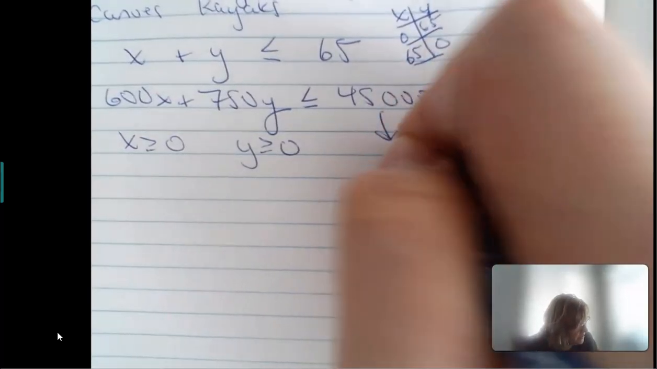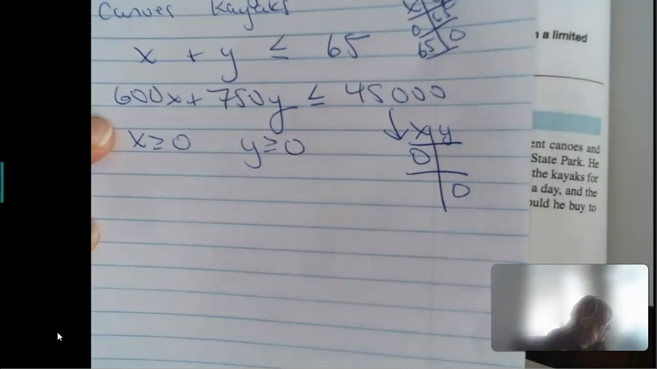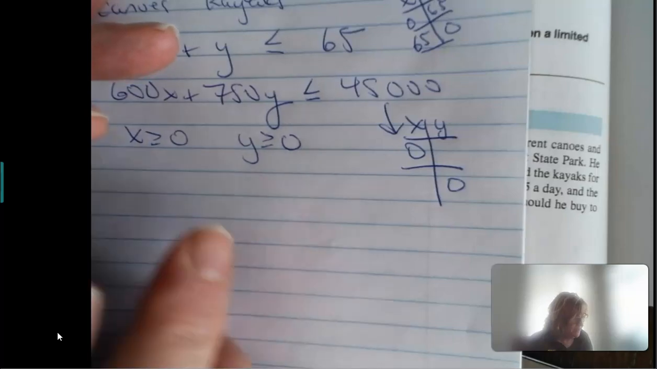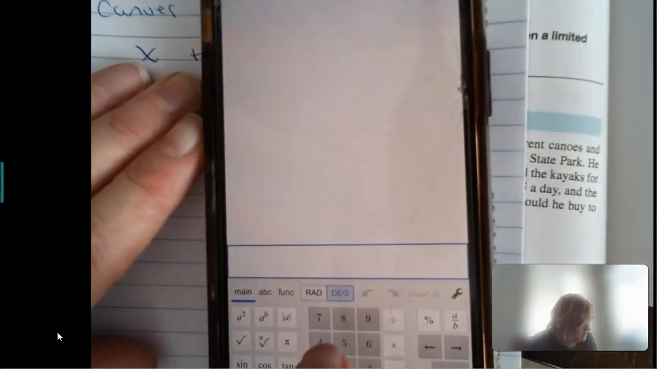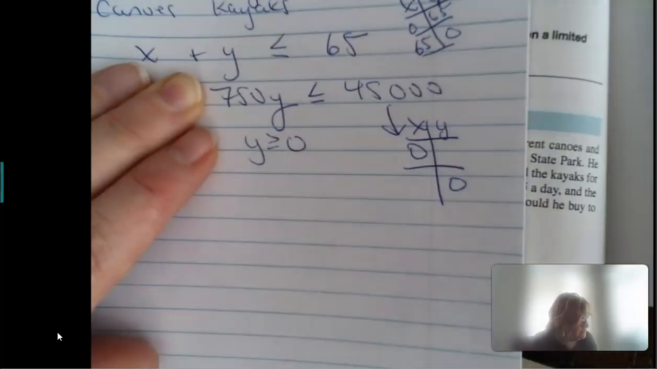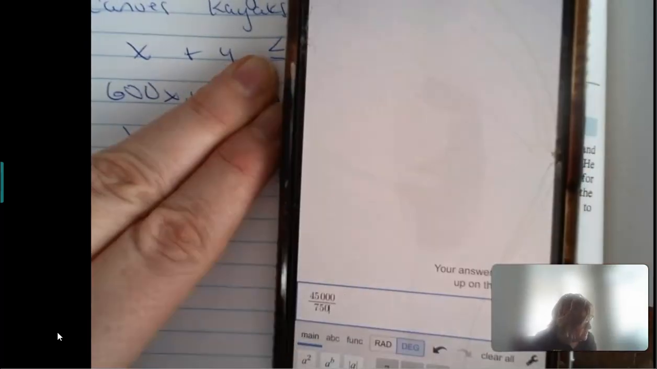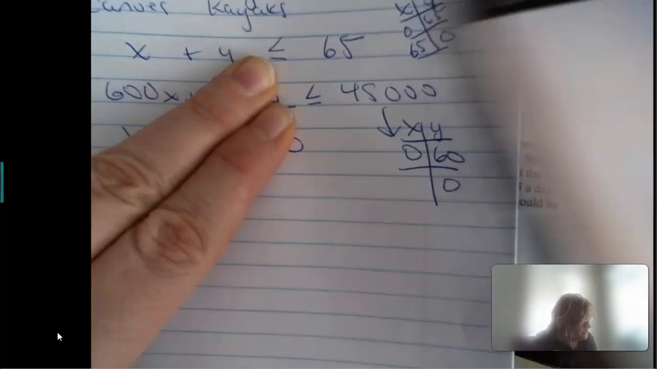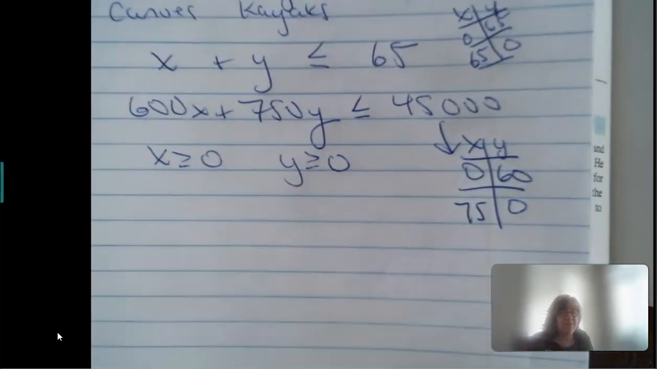The next one, we're going to sub 0 in for X. So I'm going to get my phone out here quick. Come on, Face ID. There we go. All right. So if I sub in 0 for X, I have 45,000 divided by 750, and that is 60. And on the second inequality, if I sub 0 in for Y, I get 45,000 divided by 600, which is 75.